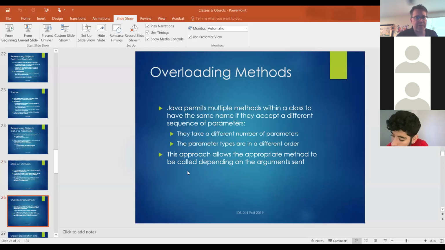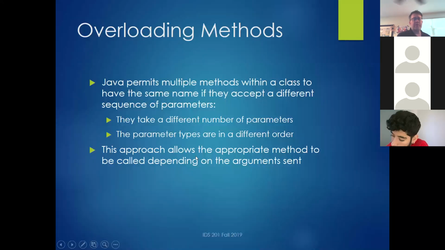So additional stuff, overloading methods. Java will allow you to have multiple methods within a class. They can have the same name as long as they accept a different sequence of parameters. That could either be they take a different number of parameters, for example, one takes 2 ints, another takes 3, or the parameter types are in a different sequence. So you can have multiple methods within a class that have the same name.